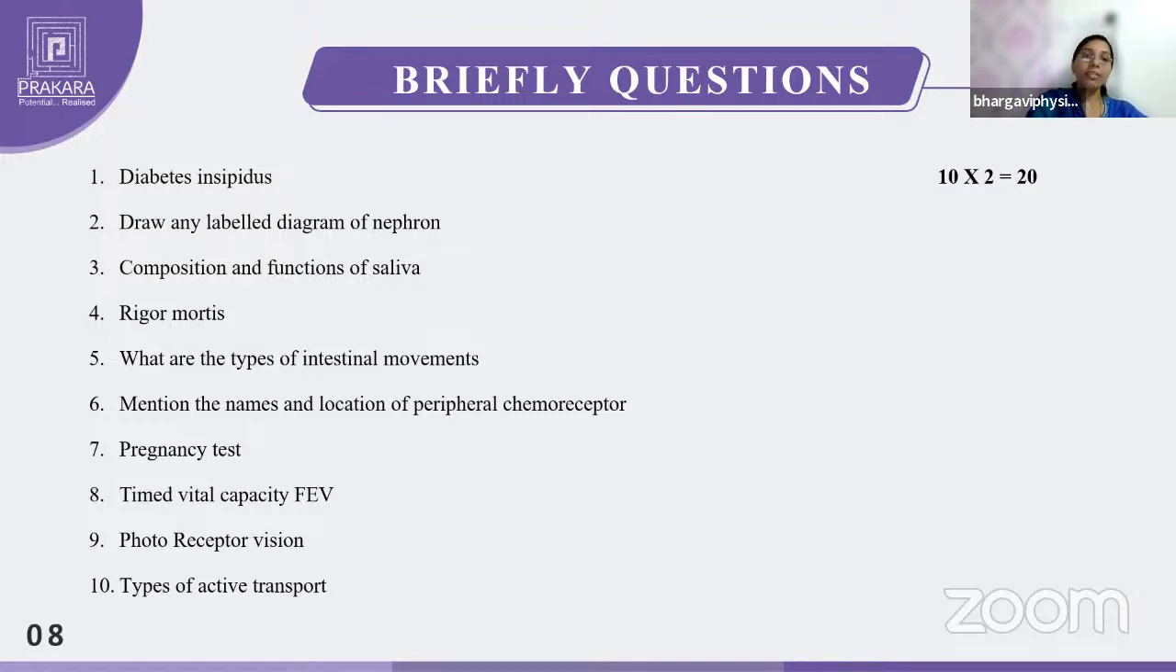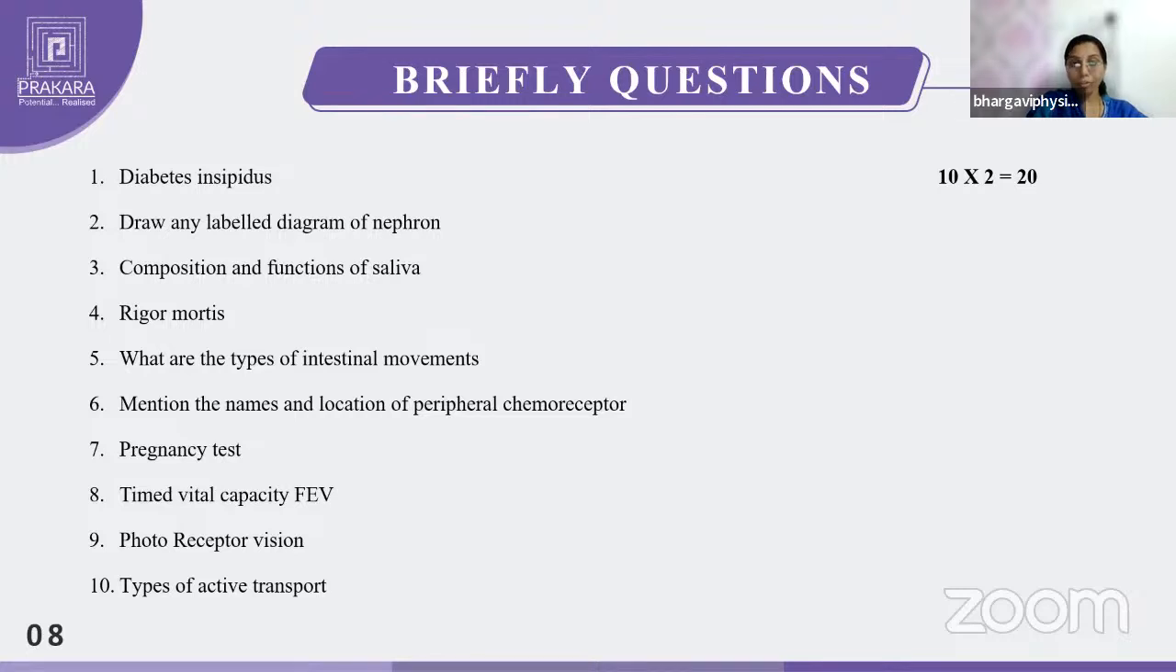Then next is the photoreceptors of the vision. This is a very, very easy question. If you write 2 words, you are going to get 2 marks. Rods and cones, you are going to mention that. At the same time, you can mention rods for the night vision and cones for the day vision. You can mention rods and cones.